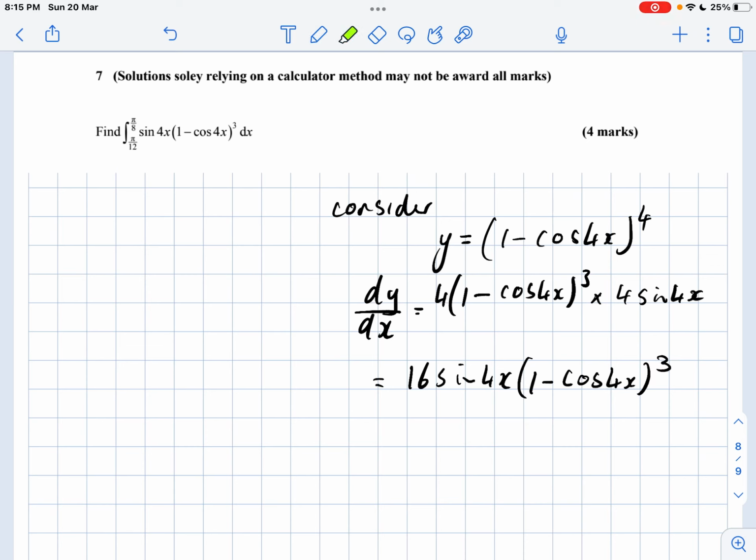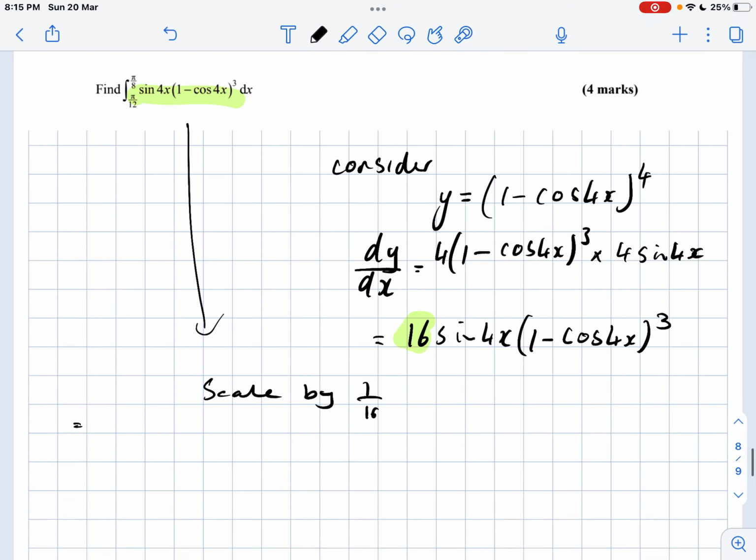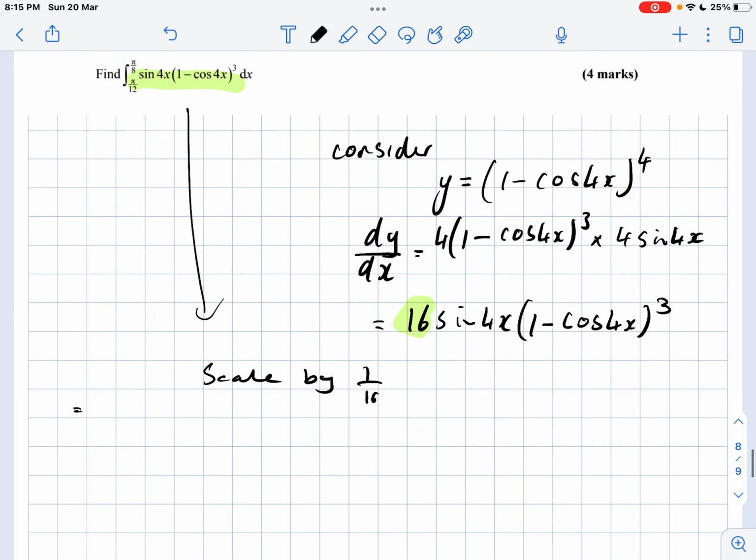Now this isn't quite what I had in my original integrand here. In fact, it's 16 times too big. So that means if I make my scale 1/16 smaller, I'll end up with the right answer. So that tells me that when I integrate this, the answer to that will be, so I'm going to scale by a 16th. So when I do that, I end up with this function, but a 16th of it. So it's a 16th of (1 minus cos 4x) to the 4.